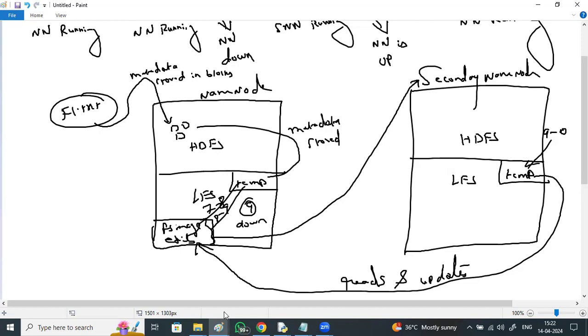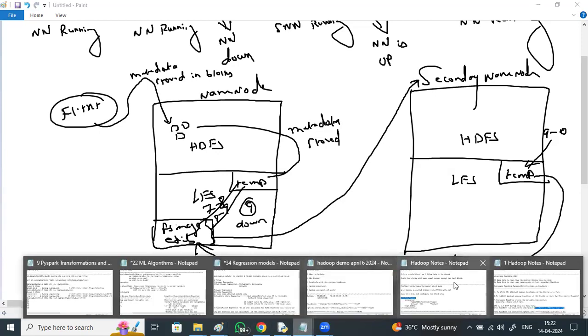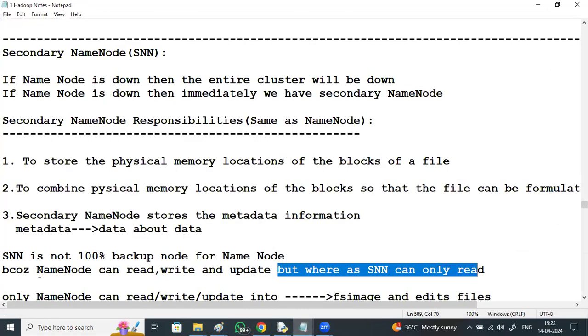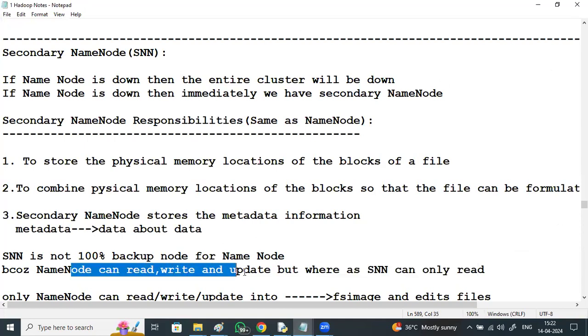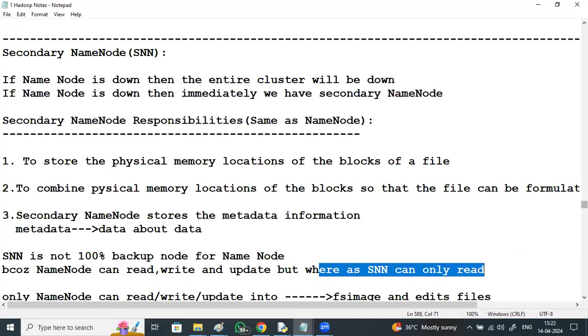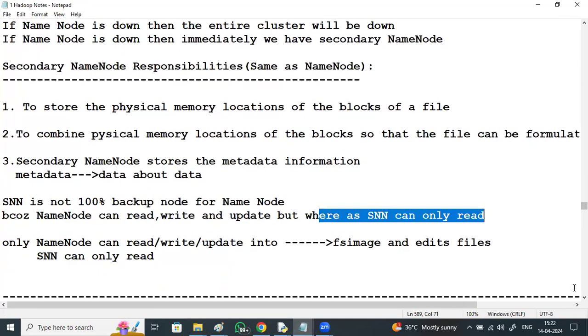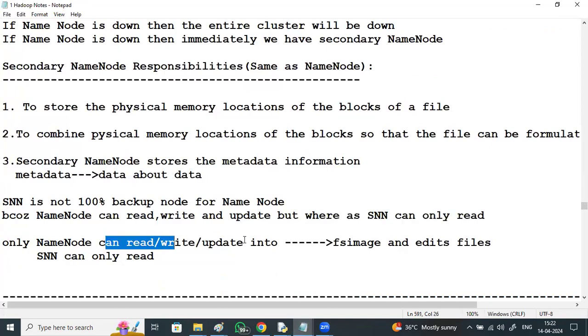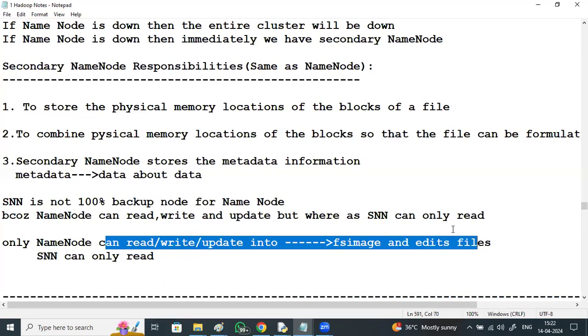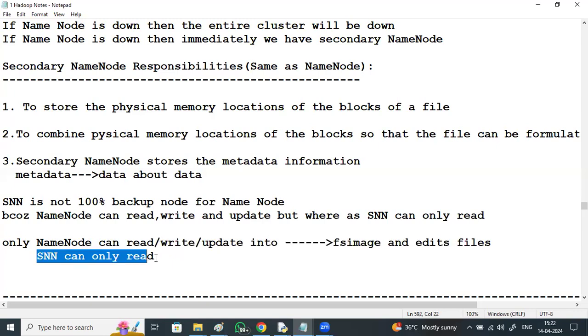That's why I was saying it's not a 100% backup node. The name node can read, write, and update, but the secondary name node can only read. Meaning the name node can read, write, or update the FS image and edits files, while the secondary name node can only read.